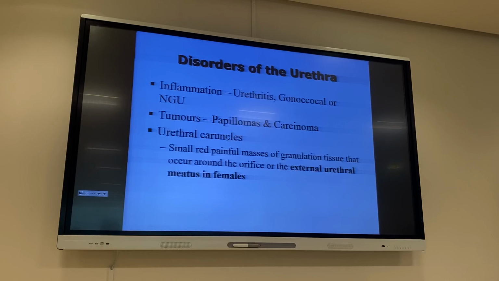And finally, urethral caruncles. These are actually masses of granulation tissue at the tip of the urethra in females that may be exquisitely painful.